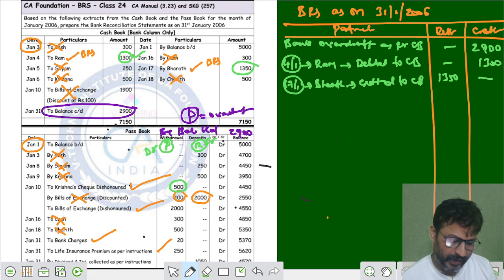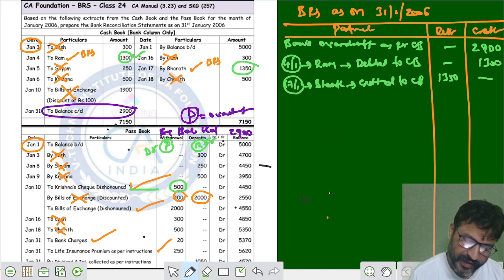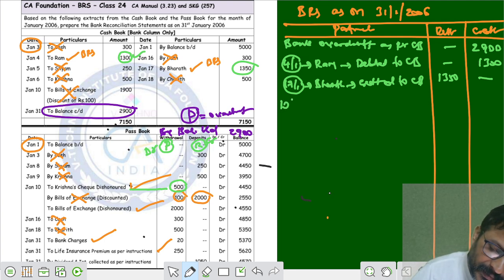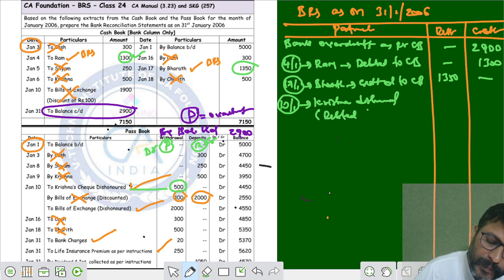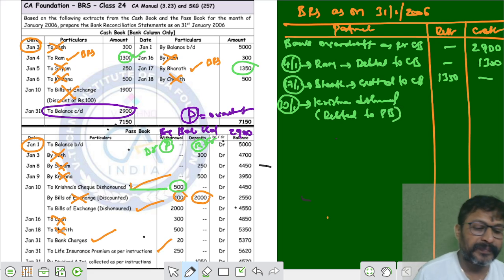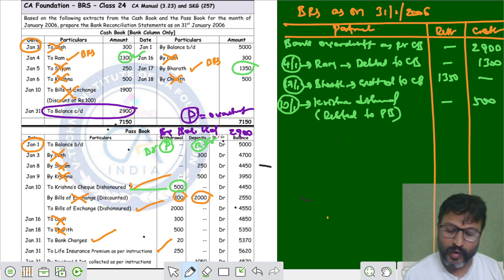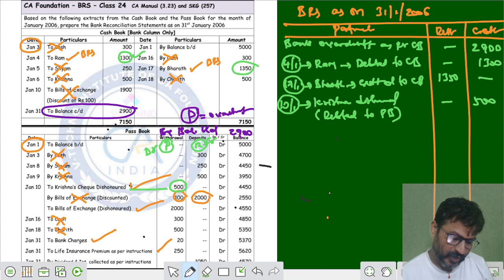So cash, Sham, Krishna, Krishna's check. Krishna's check is taken in what side? Debit side. That is 10th January. Krishna's check dishonored. Where is it? It is debited to the passbook. Where do we have to take it? We have to take it on the credit side. I hope you got it. After 10th, this one we have to ignore.